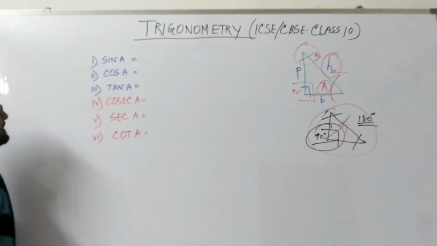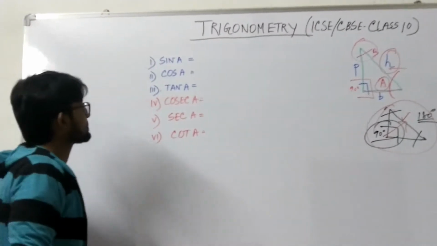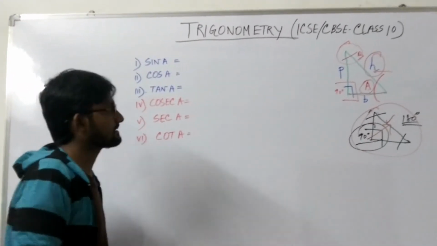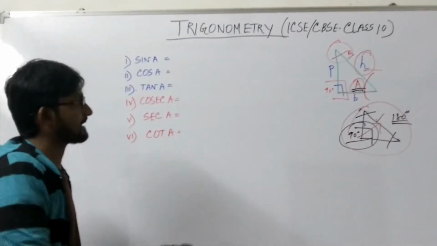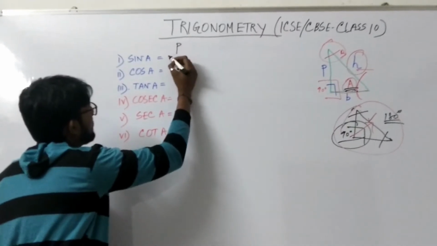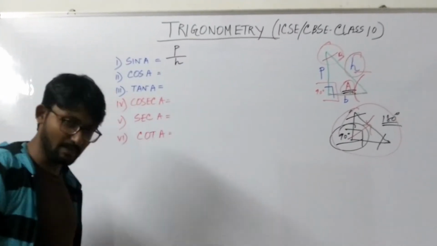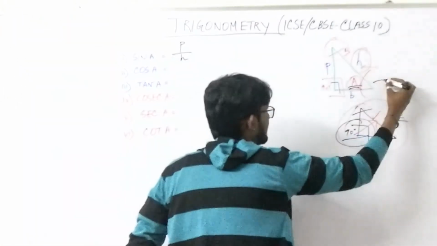So now coming to the main part, that is the components of trigonometry. So sine A, sine means sine of this angle. Sine A means sine of that angle. So sine of that angle is perpendicular by hypotenuse. So P by H is sine A. Okay, A goes for this angle.